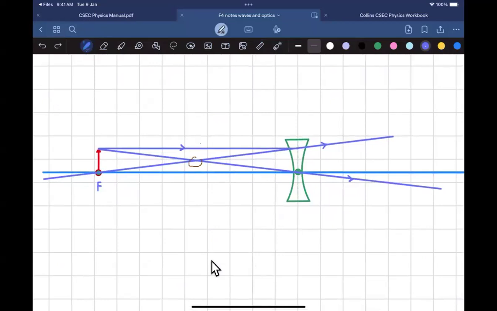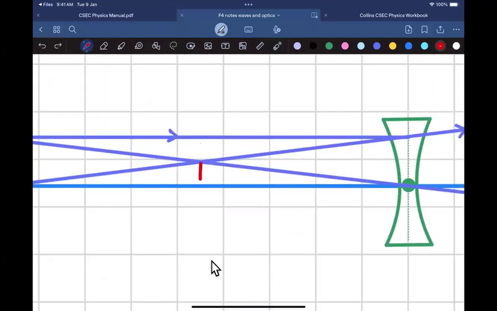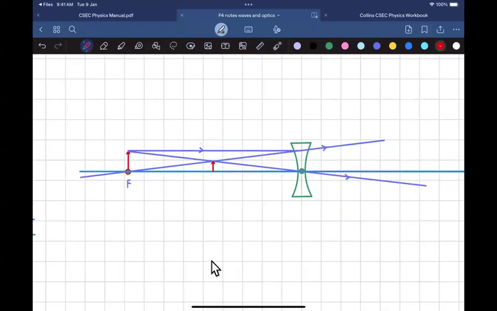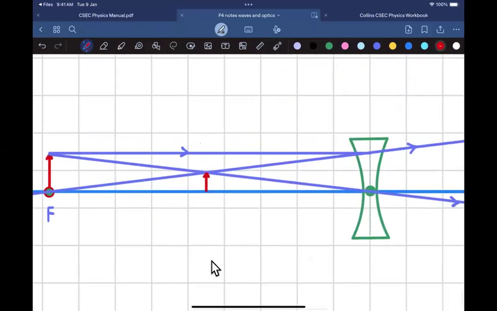Nicholas, you agree with that? Yeah. Yep. And could somebody tell me some properties of this image? The image is upright. It is smaller than the object. Right. And it's a virtual image. Perfect.